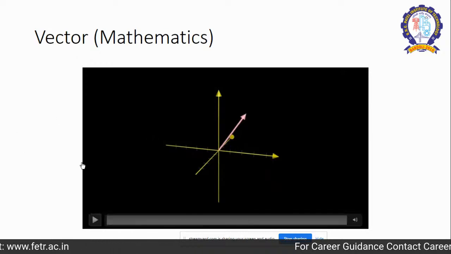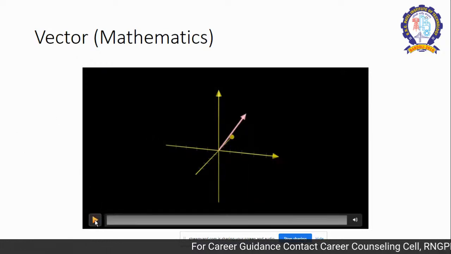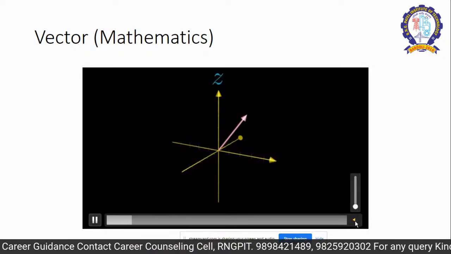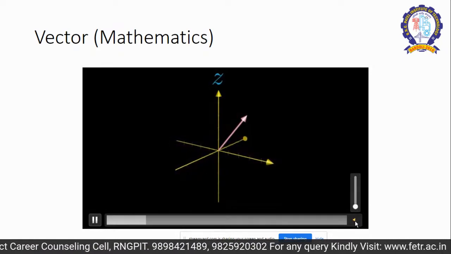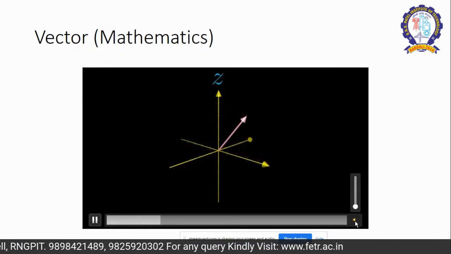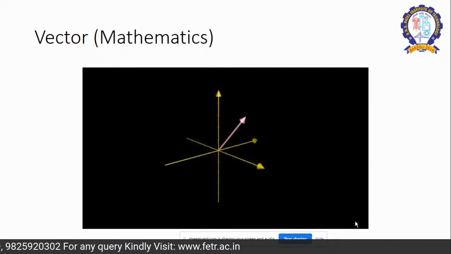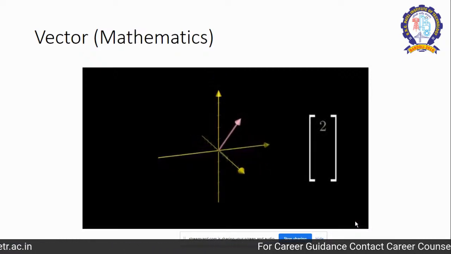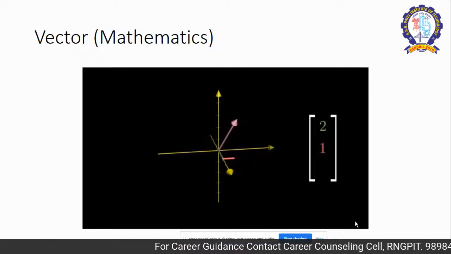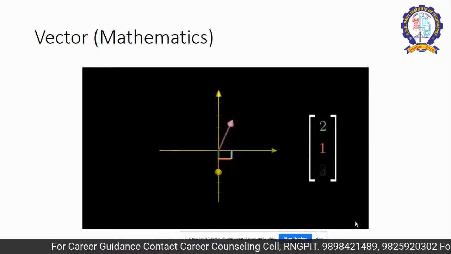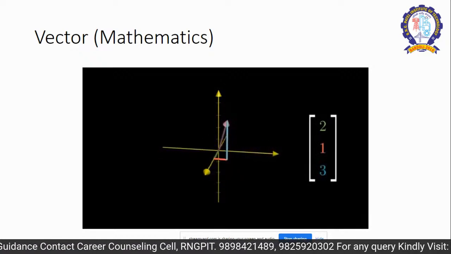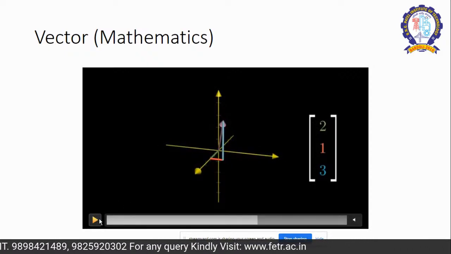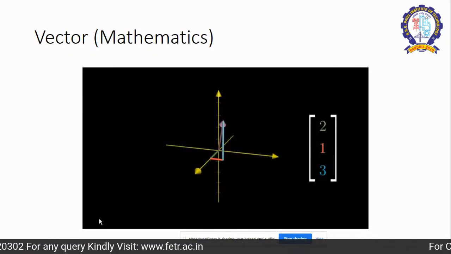Whenever we go to 3 dimensions, we add one additional axis, a third axis called the z-axis. Now we have to travel in the x direction, in the y direction, and in the z direction. That gives a triplet of numbers. It means we are traveling 2 units in the x direction, 1 unit in the y direction, and 3 units in the z direction. We get this vector.